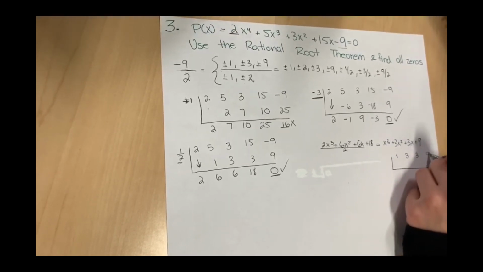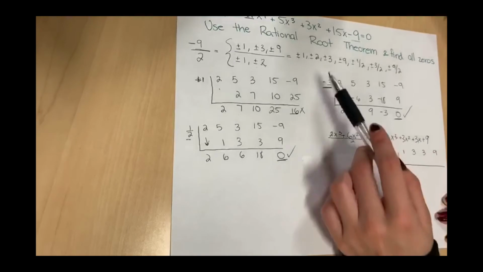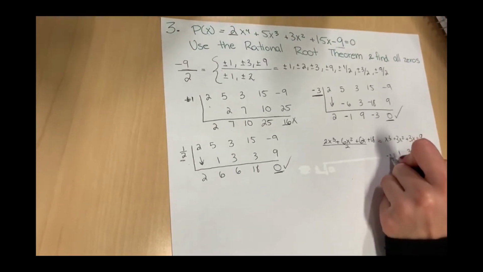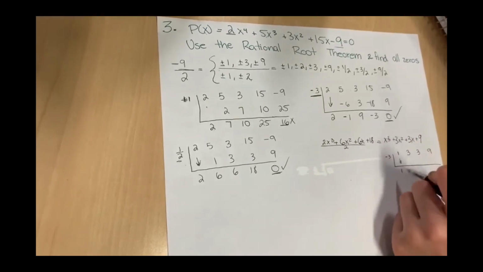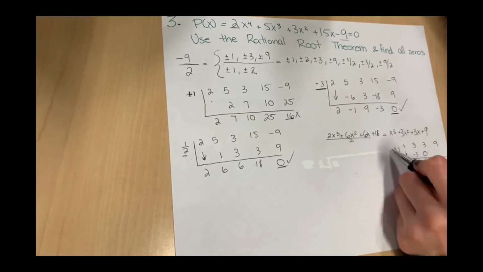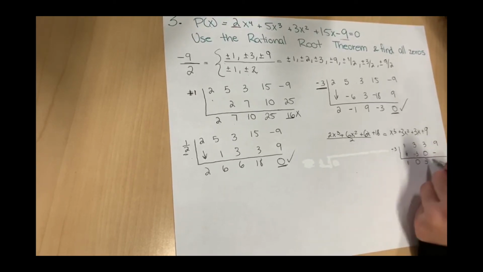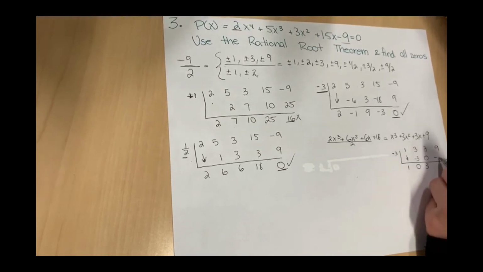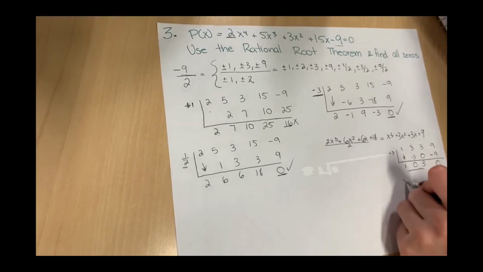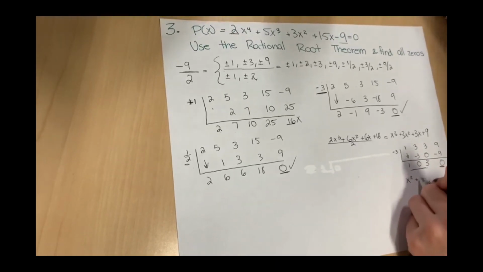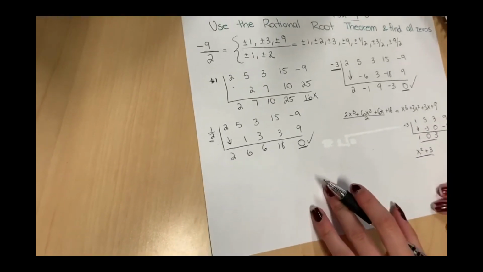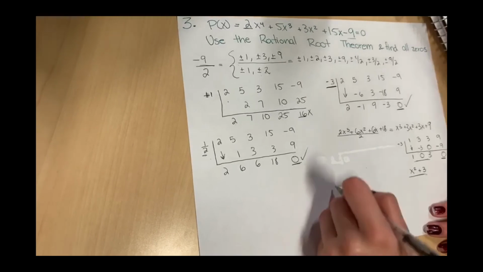Okay, so now what we're going to use, of course, again is negative 3. If we're using negative 3, the first number, 1, is going to drop down, and negative 3 times 1 is negative 3. 3 plus negative 3 is 0. Now negative 3 times 0 is 0, so 3 plus 0 is 3. Negative 3 times 3 is negative 9, and negative 9 plus 9 should equal 0. That means that the function that we get out of it is x^2 + 3.